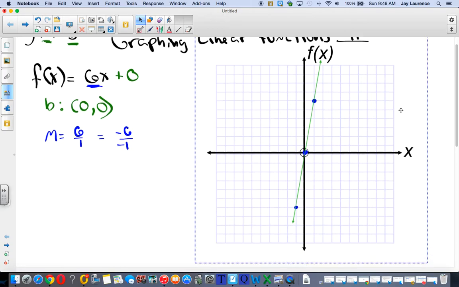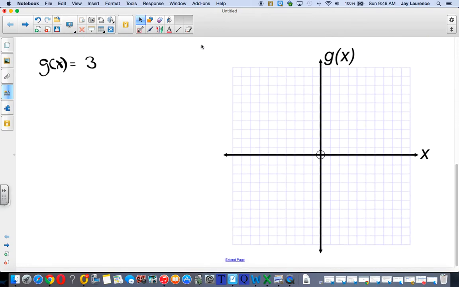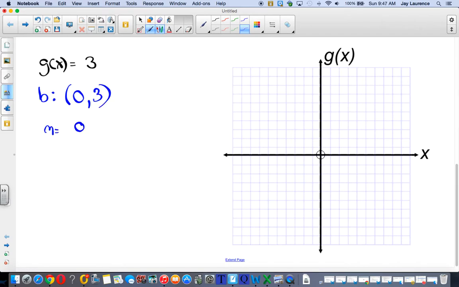Okay, so here's another one. Again, pause the video, see if you can identify the slope and the y-intercept. Here comes my solution. The y-intercept, or b, is going to be the point (0, 3). My slope is going to be 0, or as a fraction, 0 over 1.